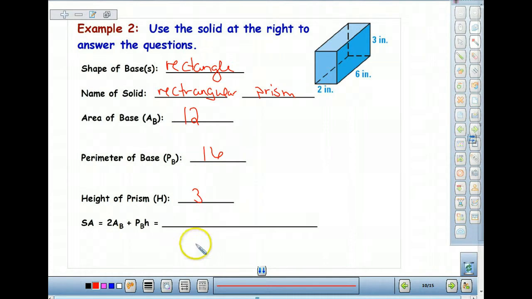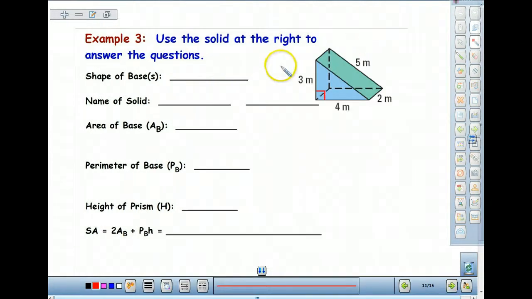So when we figure this thing out, we have to be careful. We've got to go 2 times, what's my area is 12. So 2 times 12, plus we've got to take the perimeter, which is 16, times my height, which is 3. So my 2 times my 12, I've got my 24. My 16 times my 3 gives me my 48. I add those together and I'm going to get 72. Don't forget, we're talking about area. So we label it as inches squared. It's going to be the area of that.